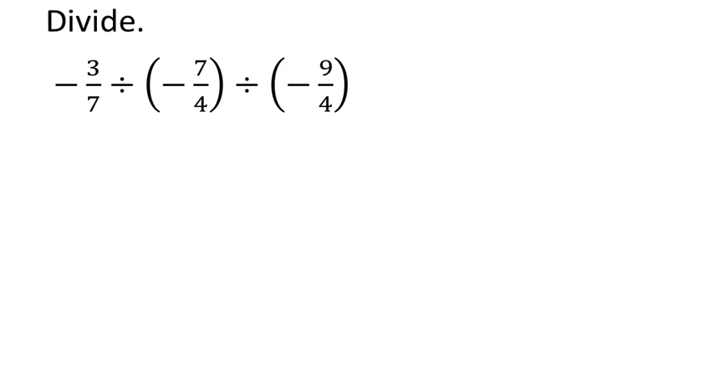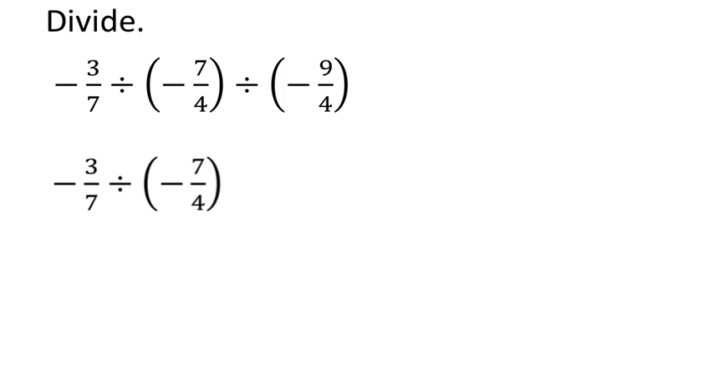So if you haven't realized yet, my shtick is do smaller problems. Even though this problem has 3 terms, 3 fractions being divided, I'm not going to divide all 3 fractions at the same time, as much fun as it sounds. What I'm going to do is focus on 2 at a time, and we have to do this from left to right. That's an order of operations thing. Okay, so we're going to do the division first on the left, which is negative 3/7 divided by negative 7/4.